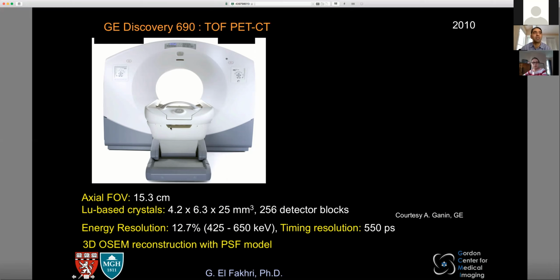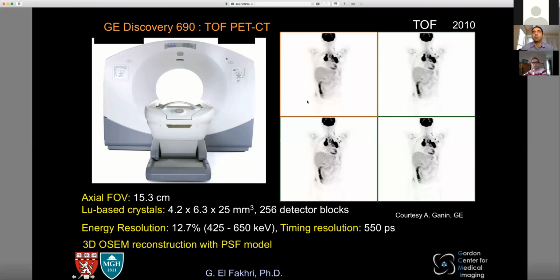Now all these scanners have gone in the axial field from 15 to 20 to 25, even 30, and then we're seeing more push towards 30 and 35 and even more in axial field to cover more of the body in one position. But again, if you look at the timing resolution, around 550 picoseconds, and they were showing improvements clearly in image quality. Here's time of flight versus non-time of flight.